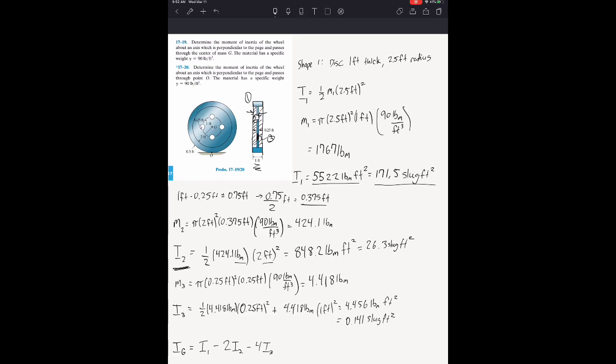To do this calculation, I'm simply going to plug in these numbers. So I1 is 171, minus 2 times 26.3 minus 4 times 0.141. This is 118.3 pounds mass foot squared. Oh, that's not pounds mass, is it? That's slugs. Let's correct that. What a terrible way to end a video. Slug feet squared. There we go.